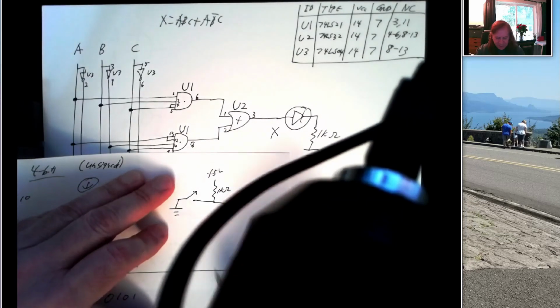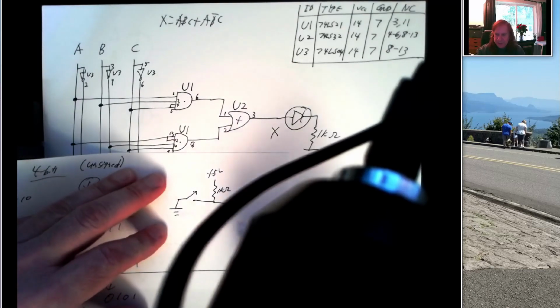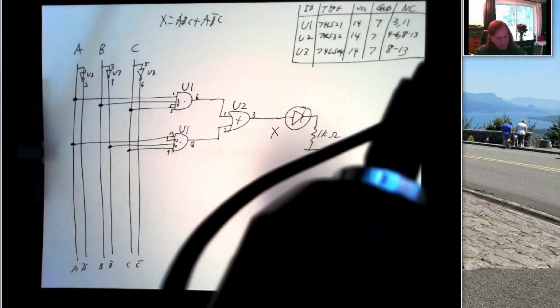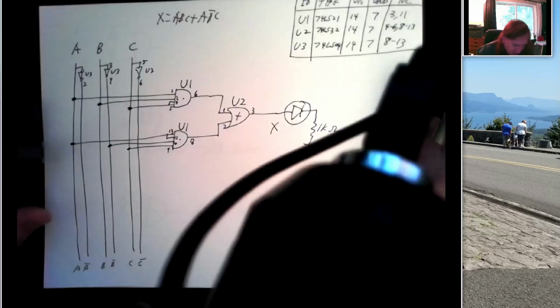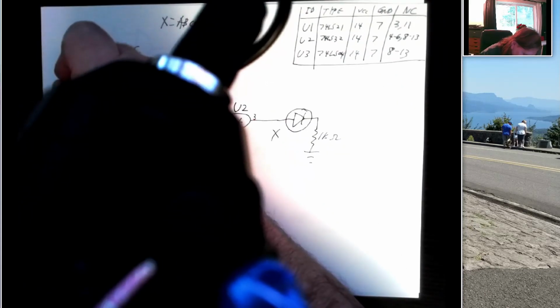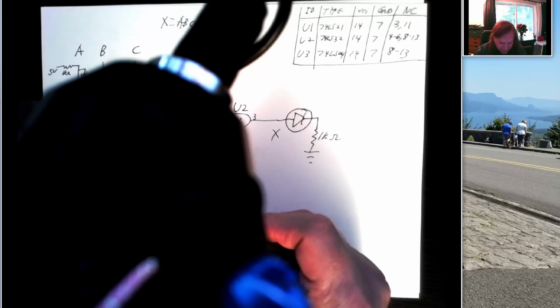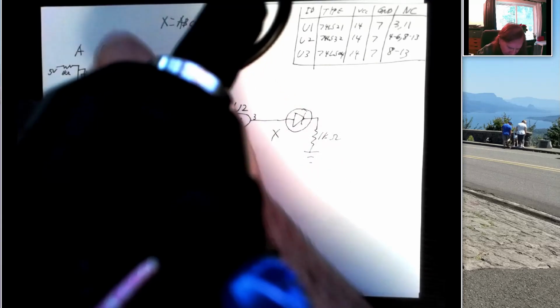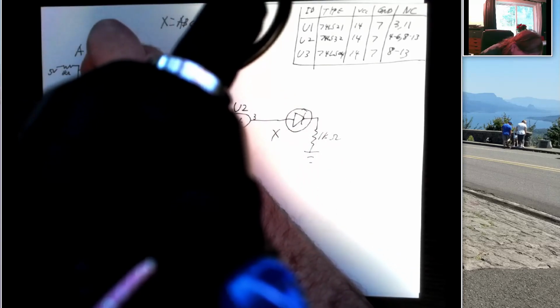So we have the option of pulling this input down to ground. I didn't leave myself a lot of space up here, but let's do the best we can. Let's take input A, and let's connect that to 5 volts through a 1 kilo ohm resistor. Let's do the same thing for input B.